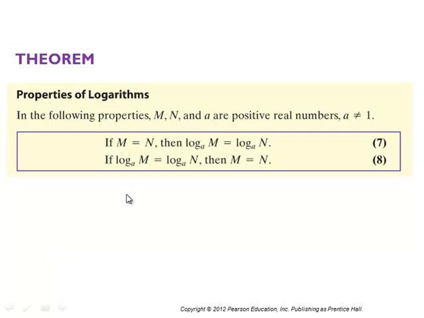Well, if it turns out that you have these two numbers or expressions being equal to each other, m equals n, that means the log of m is the same as the log of n as long as the logarithms are the same base. And you can go in the opposite direction. If log of m equals log of n, then m equals n.